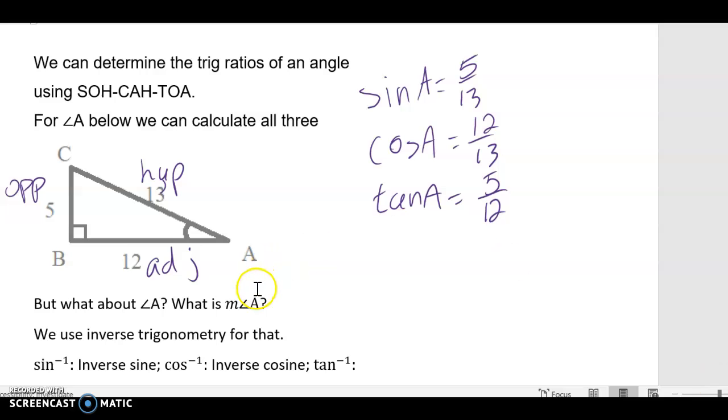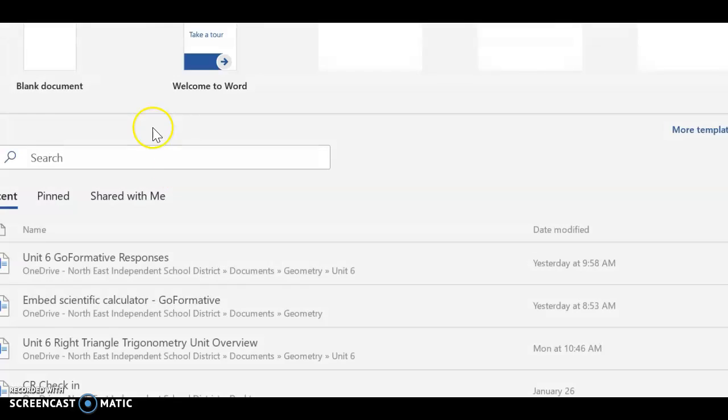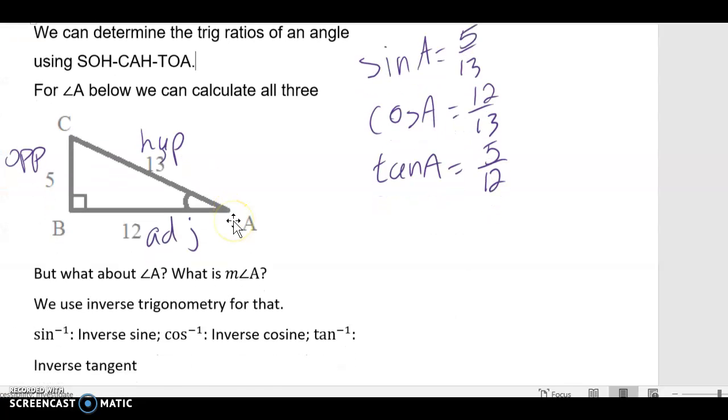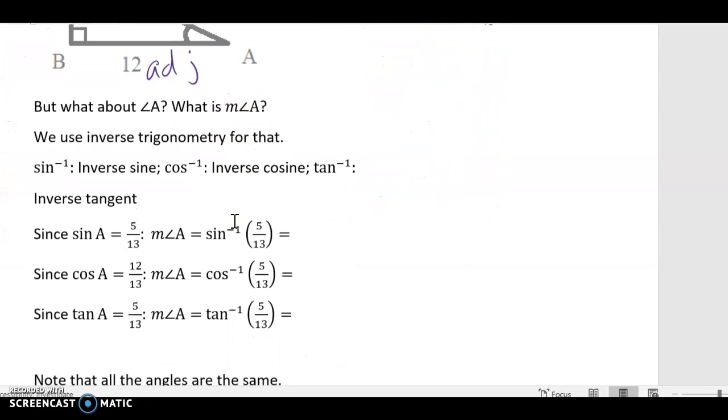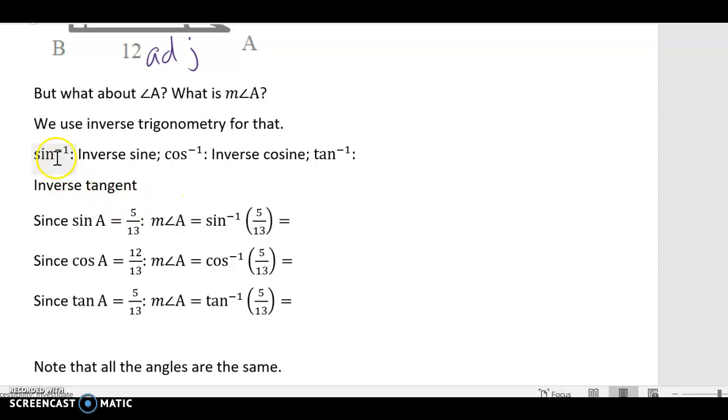So that brings us to something called inverse trigonometry. Okay. We have the inverse sine, the inverse cosine, and the inverse tangent. So we have these three ideas: if you know the sine of an angle, the tangent of an angle, or the cosine of an angle, you can use the inverse functions to determine what those angles actually measure.